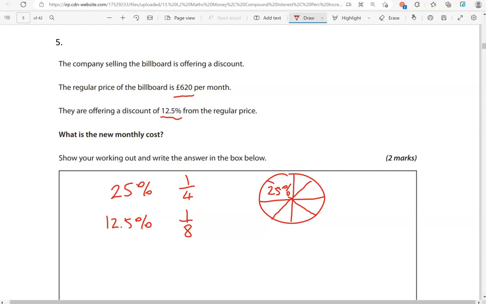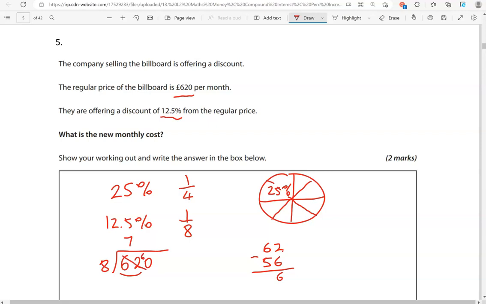So what I can do is 620 divided by 8. How many 8s would fit into 62? 8 times 8 makes 64. 62 is less than 64, so we're going to go to 8 times 7, which is 56. If I take away 56 from the 62, I've got 6 remaining. So I'll put that here.